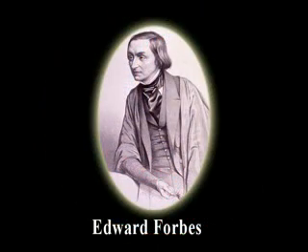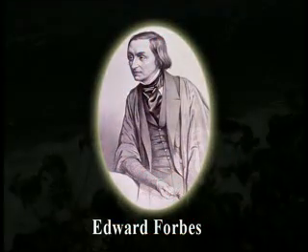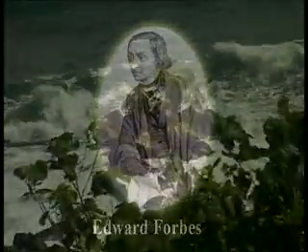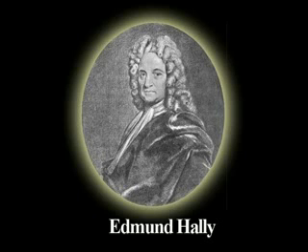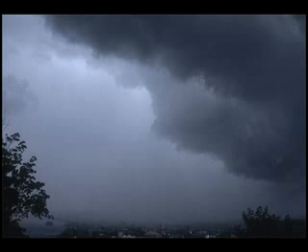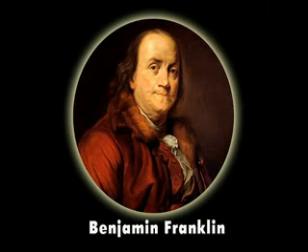Edward Forbes after 1815 studied the vertical distribution of life in the oceans. Others collected oceanic observations and produced useful charts, including Edmund Halley, who charted the trade winds and monsoons, and Benjamin Franklin, who prepared the chart of the Gulf Stream.